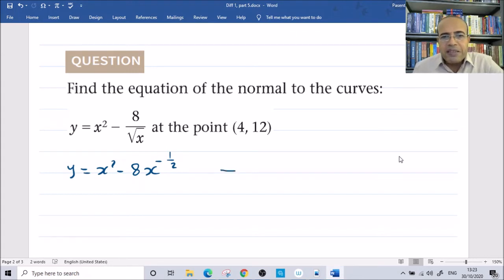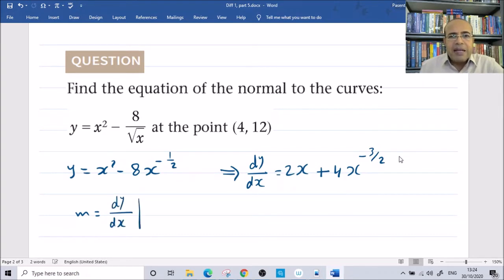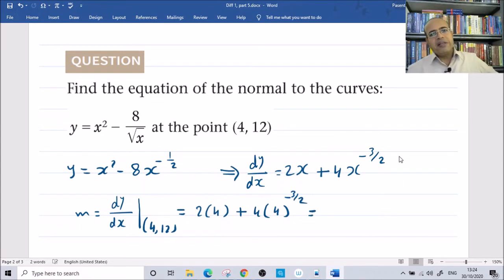The second step, we find dy by dx. So dy by dx equals 2x, the power comes down and minus 1 from the power. Negative half times negative 8 is a positive 4, x to the power negative half minus 1, which is negative 3 over 2. This is the gradient of the tangent at any point. Now, m equals dy by dx at the point of tangency, (4, 12). So replace x by 4. It's 2 bracket 4 plus 4 bracket 4 to the power negative 3 over 2. We use the calculator to get the answer. So 2 multiplied by 4 plus 4 multiplied by 4 to the power.